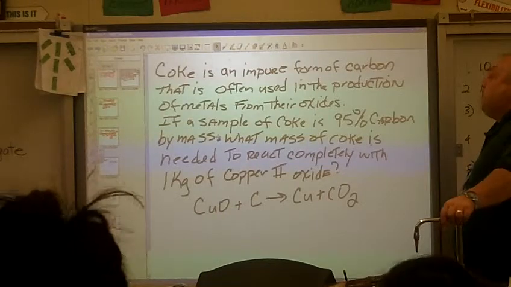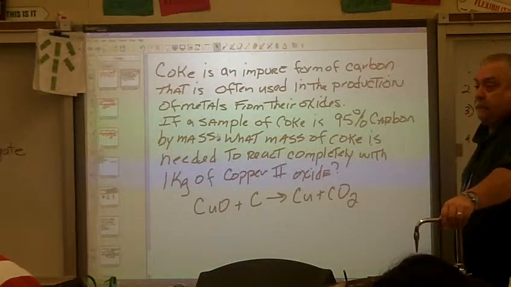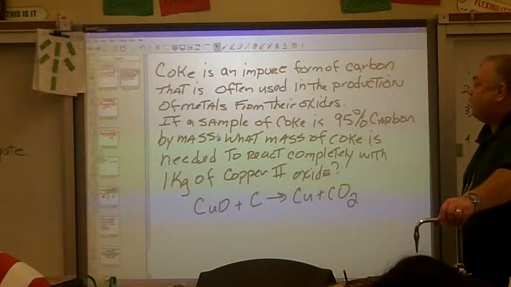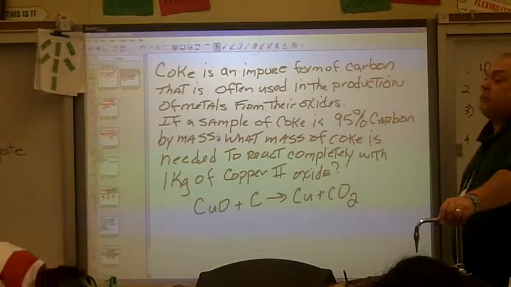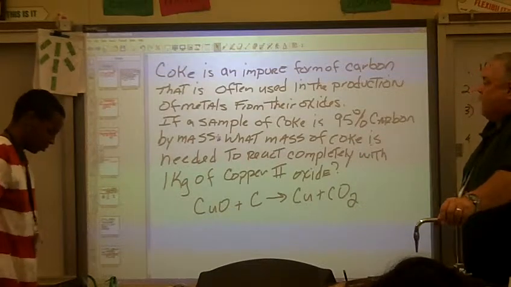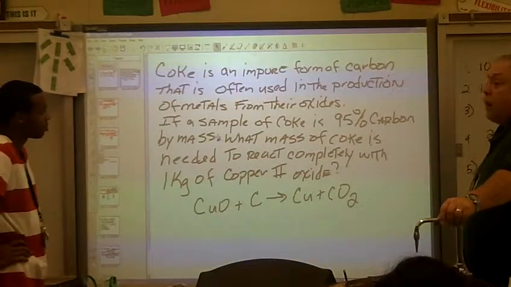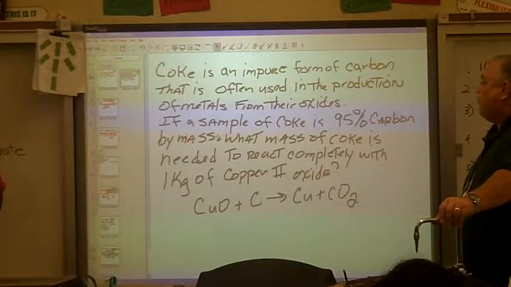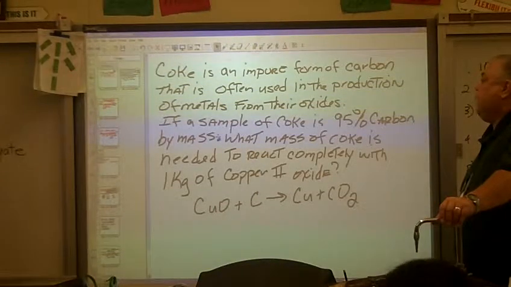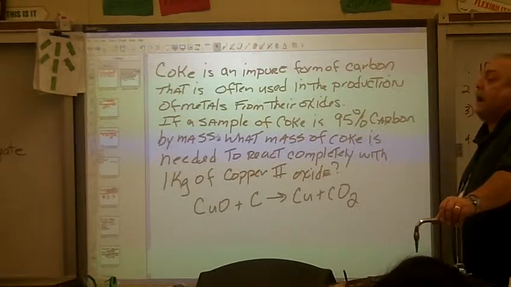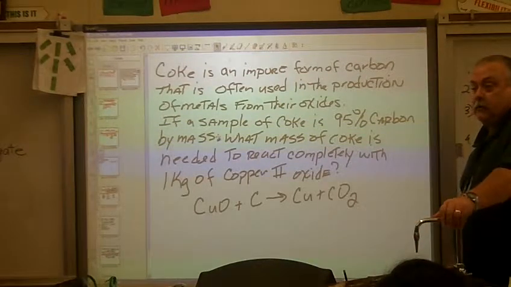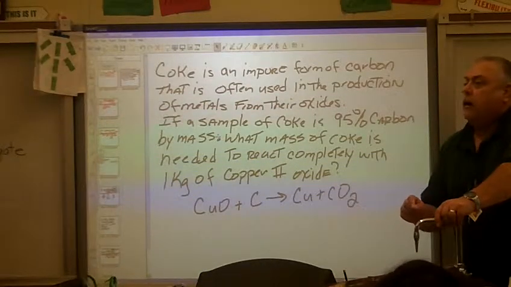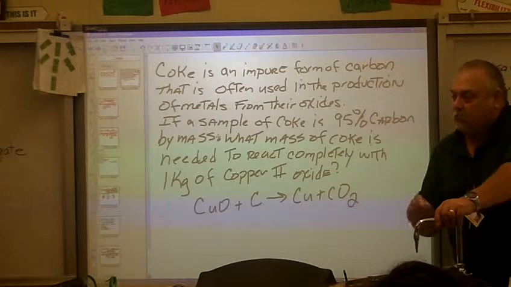It says coke is an impure form of carbon that is often used in the production of metals from their oxides. If a sample of coke is only 95% carbon, what mass of coke is needed to react completely with 1 kilogram of copper(II) oxide in this chemical reaction? So I'm not looking for how much carbon is required, I'm looking for how much coke is required.